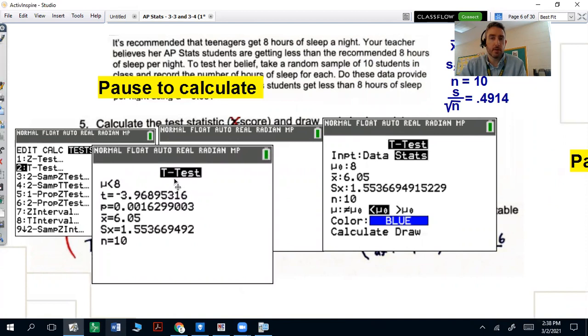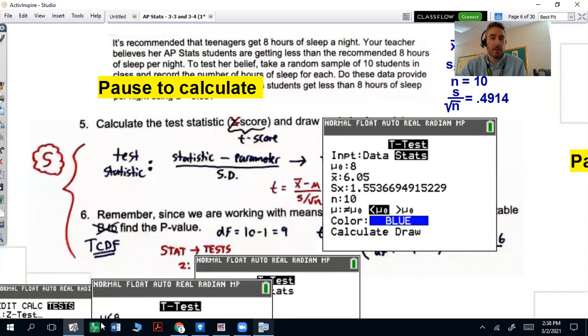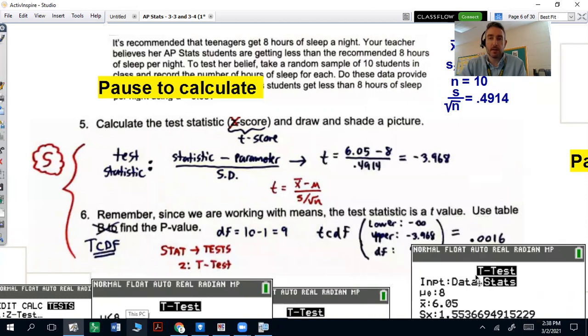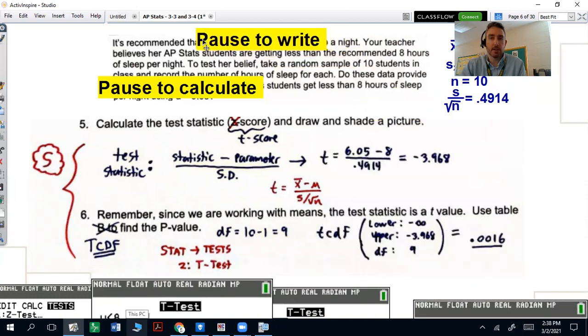And you're going to get the following results. Get all that written down if you need to, and pause, and then we'll move on to the next one. So pause to write.